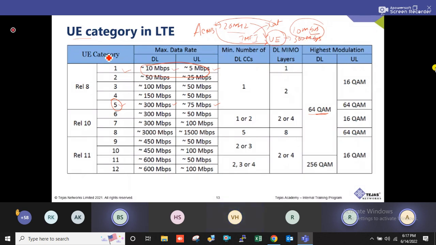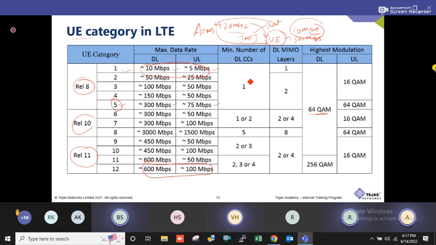Okay, so you can see here in the table, it starts with 10 Mbps, category 2 got a little upgrade, 50 Mbps, 100, 150, goes up to 300. This is about release 8. Release 10 had more categories, about 6, 7 and 8, 3 more categories being added. And release 11, which is the next release of LTE Advanced, goes up to 600 Mbps in downlink and 100 Mbps in uplink.